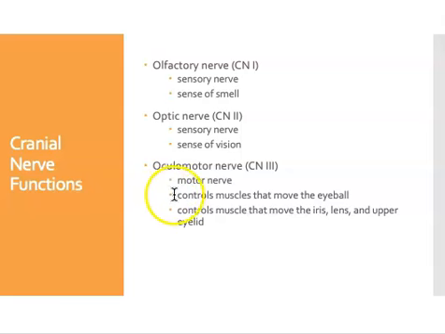And as it turns out, it controls the muscles that move the eyeball. It controls the muscles that move the iris around the pupil. It controls the muscles that are attached to the lens. It controls the upper eyelid. So all the sorts of structures around the eye that are in motion that help us see, that help our eyes function.